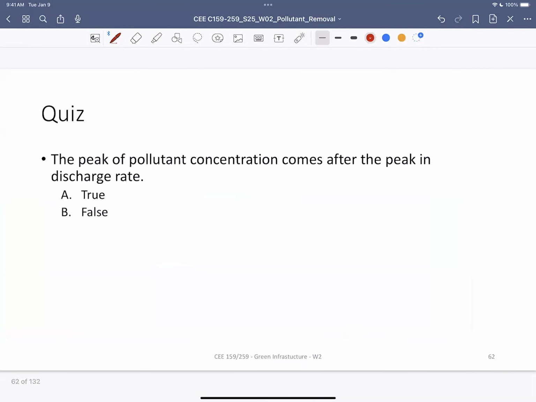All right, let's take the quiz. The quiz: the peak of pollutant concentration comes after the peak of discharge rate. The answer is true or false. Pause your video so that you have some time to think.